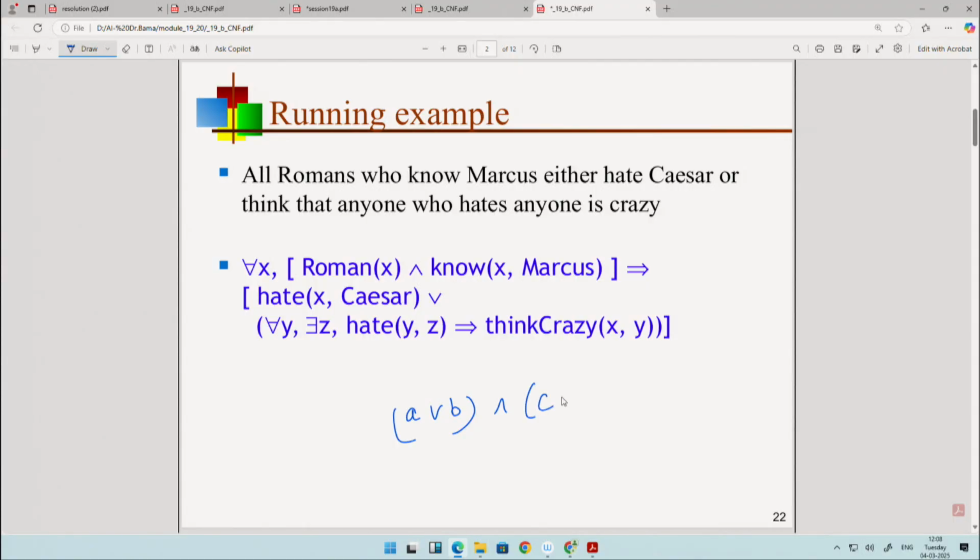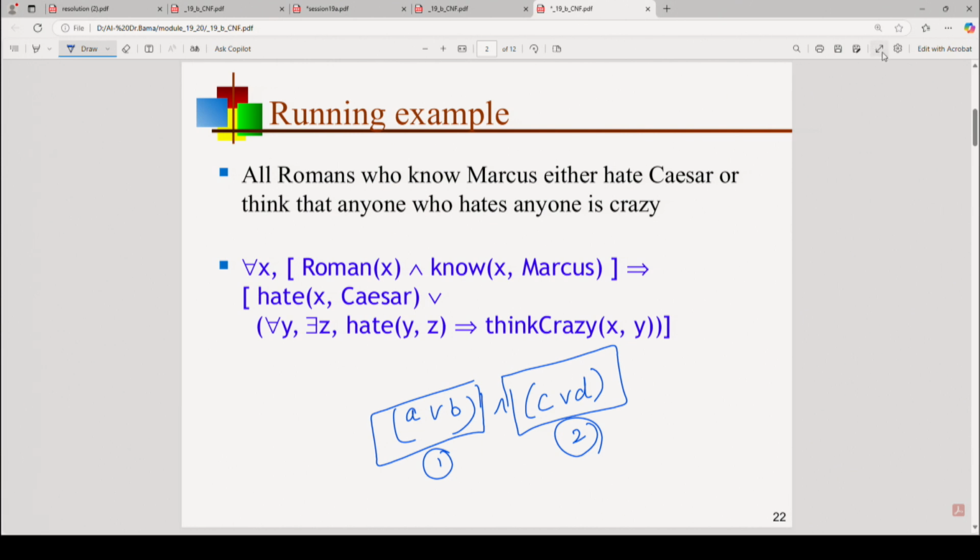(A or B) and (C or D). The conjunctive normal form should be something like this, where the first one belongs to the first conjunct and the second one belongs to the second conjunct. So, we have to bring this formula into this type of clauses; that is our aim.